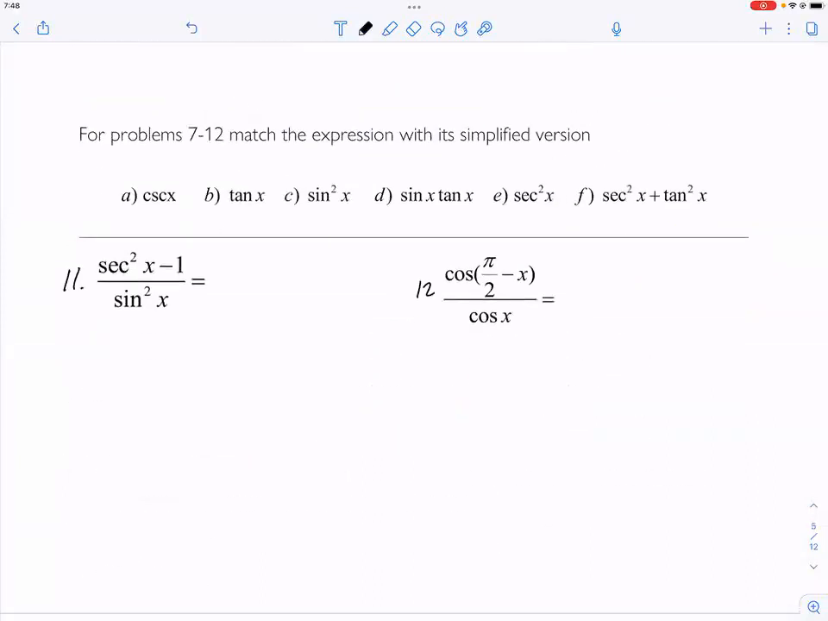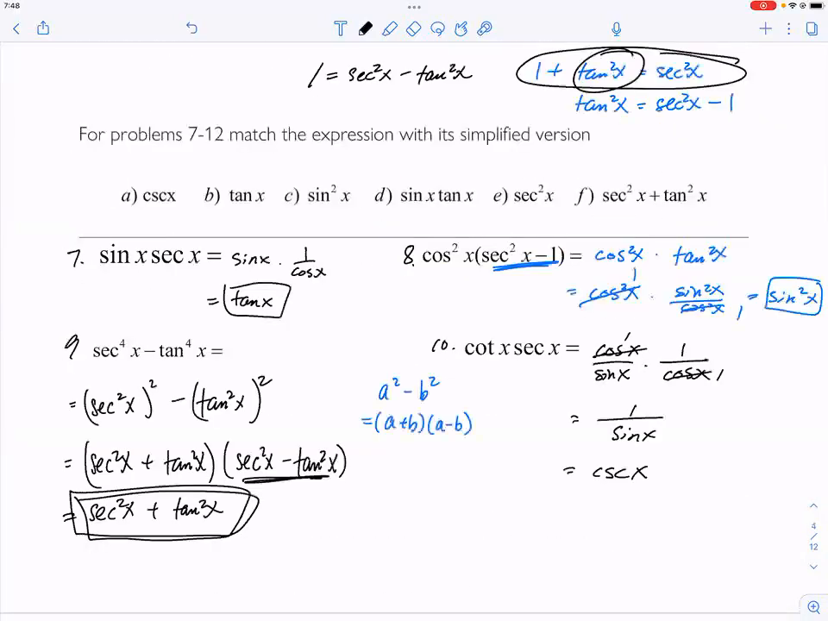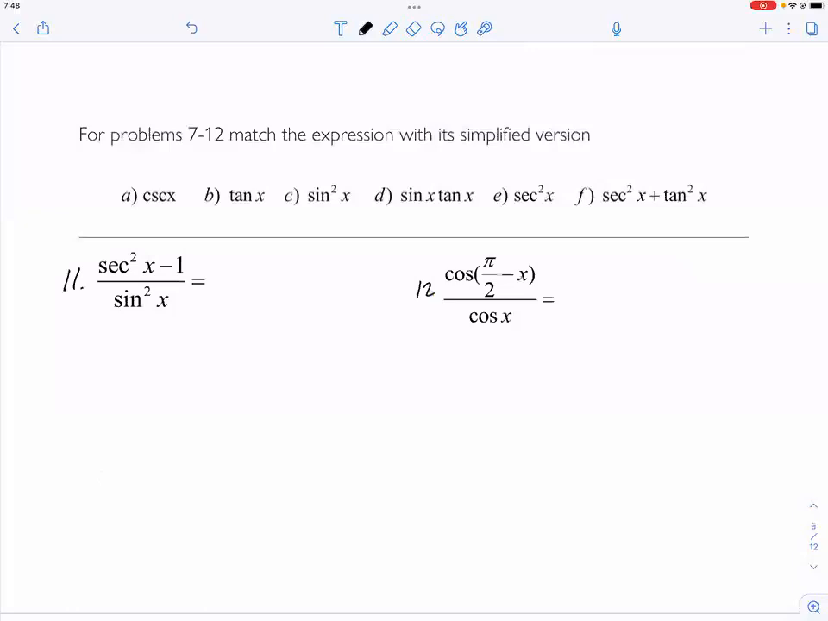All right, next up, we have number 11. We have secant square x minus 1. So if you had the earlier identity, the right upper corner identity, think about secant square x minus 1. What does that equal to? Secant square x minus 1 is equal to tangent square x. So the numerator is just tangent square x. The denominator is sine square x. Now, how do you simplify this?